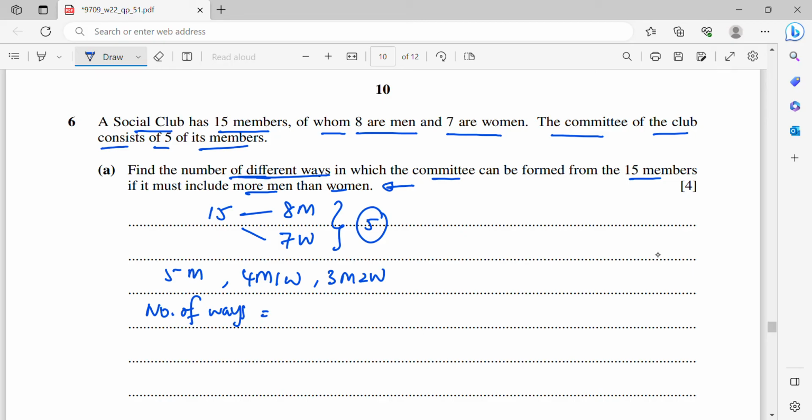So now, to get 5 men, I will write the number of ways. The 5 men will be chosen from 8 men, so 8 choose 5, or the 4 men will be 8 choose 4, and 7 choose 1, because there are 7 women, so you just need to choose 1. Or plus 8 choose 3 men, and 7 choose 2 women. When you calculate this, the total is going to be 1722. So that will be the number of ways to form the committee that satisfy the condition.